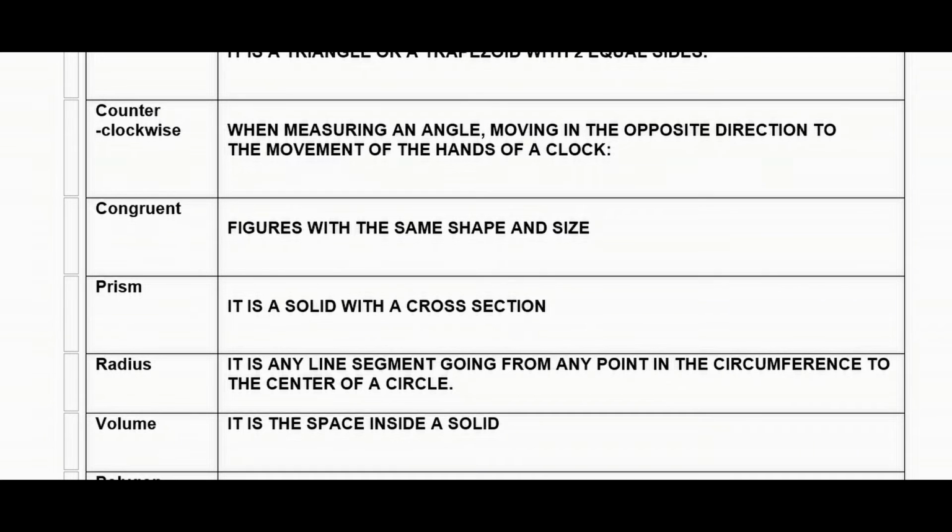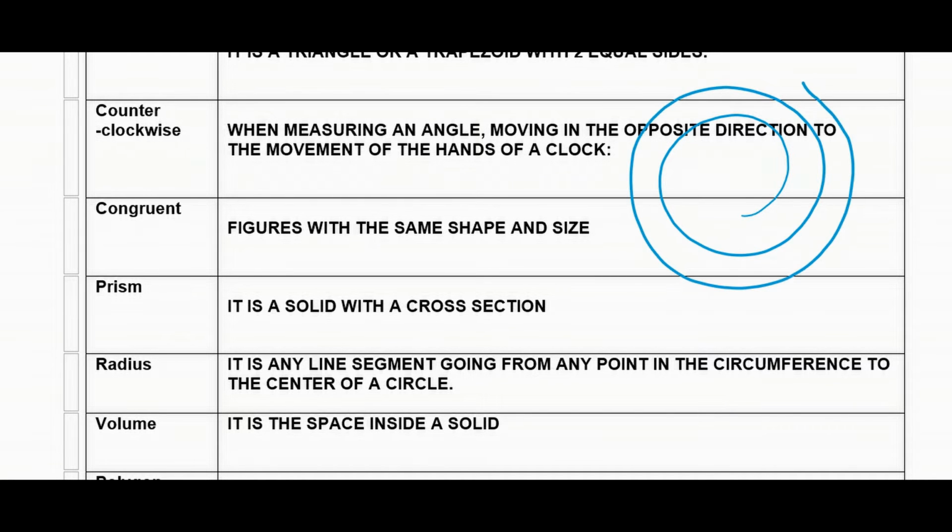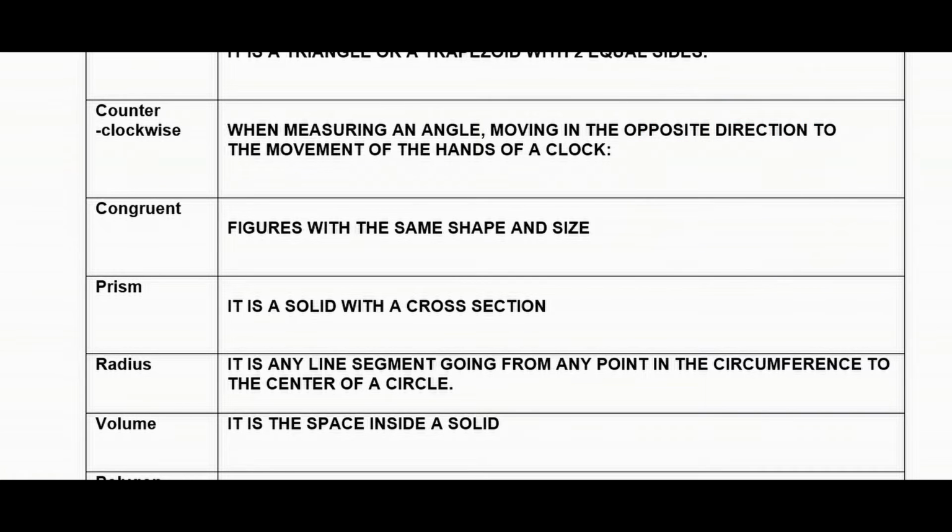Counterclockwise, when measuring an angle, moving in the opposite direction to the movement of the hands of the clock, going like this. You're moving in the opposite direction of the hands of the clock, and that's it. Well, figures with the same shape and size, that's congruent, right? So two figures are congruent if they have the same shape and size.